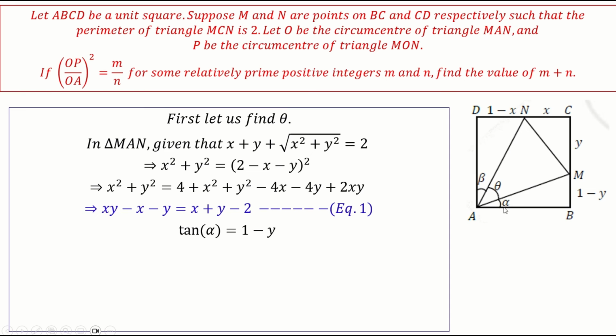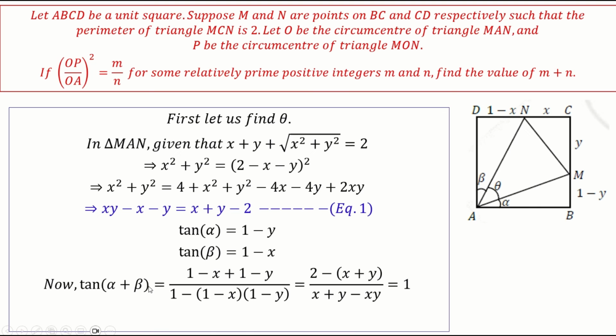Now tan alpha equal to (1 minus y) by 1. AB is 1, right? So it is 1 minus y. Tan beta equal to opposite by adjacent, so (1 minus x) by 1, so 1 minus x. Now tan of alpha plus beta is how much? Tan alpha plus tan beta divided by 1 minus tan alpha into tan beta. So this is nothing but (2 minus x minus y) divided by (x plus y minus xy).